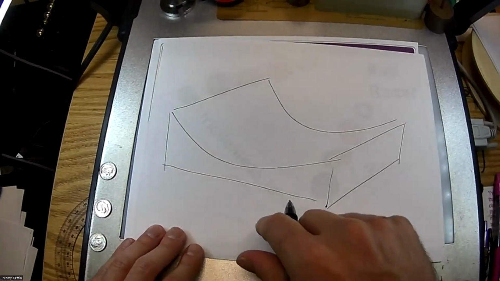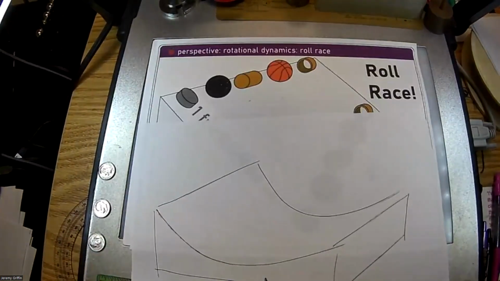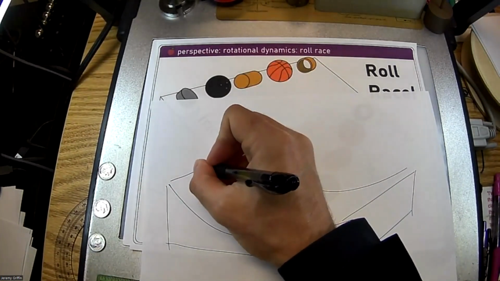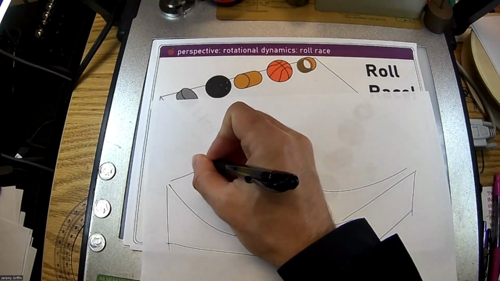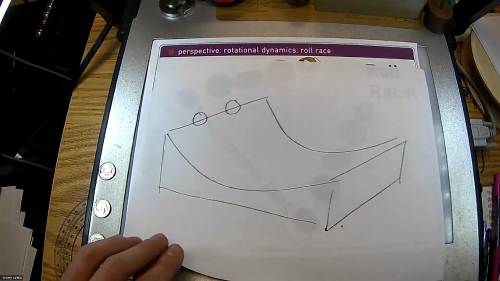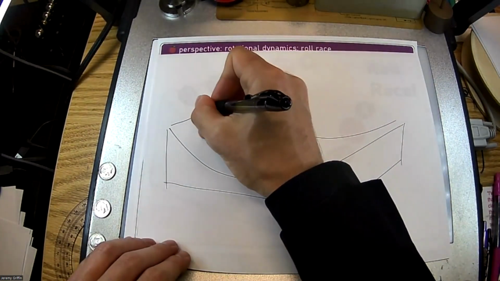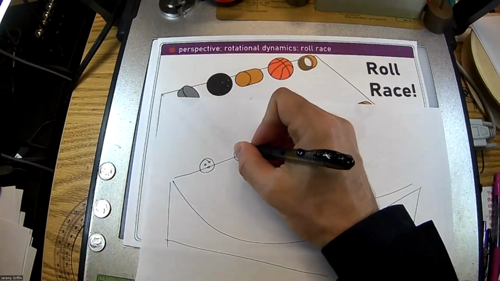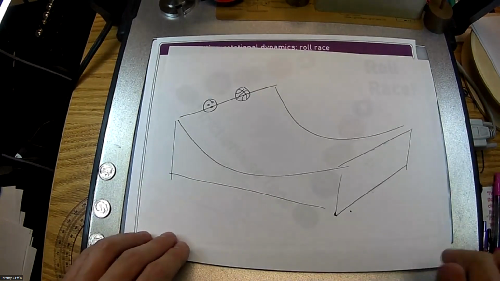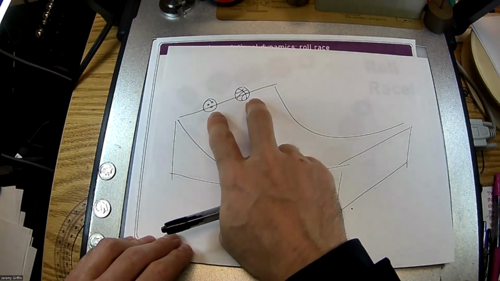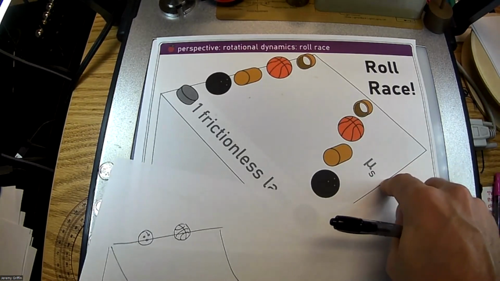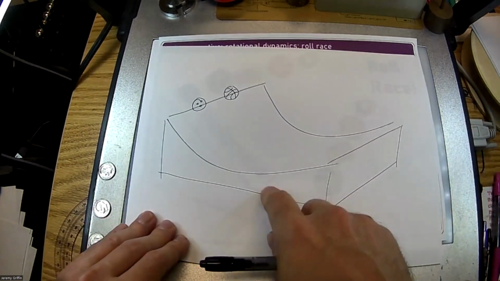How about a bowling ball versus a basketball? I guess we'll do that. So here's a bowling ball. See if I can draw a basketball. There you go. Bowling ball, basketball. And you let those both go. What would they look like? Now there is static friction, but let's say there's no kinetic friction, so there's no sliding. What does this look like?